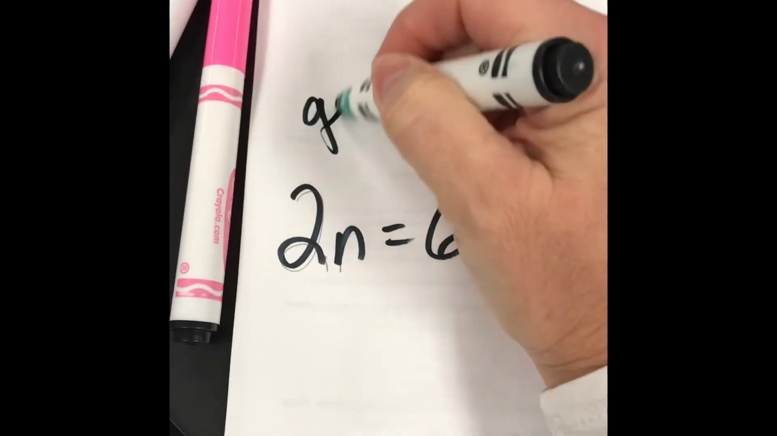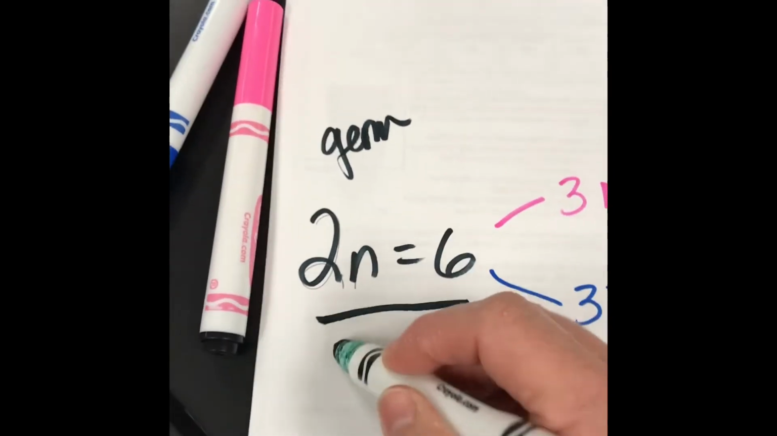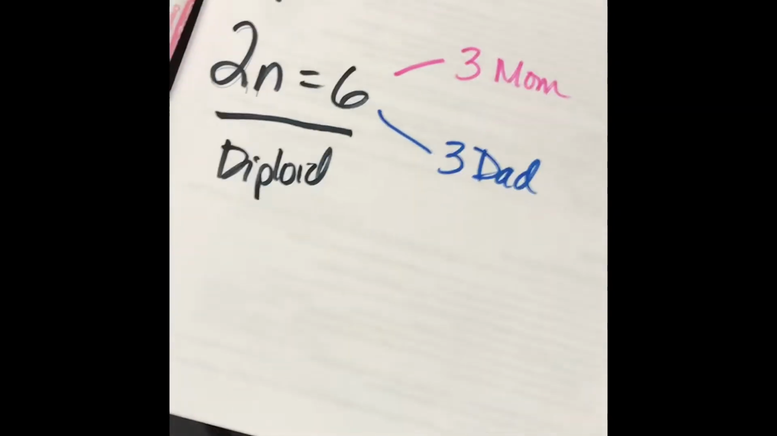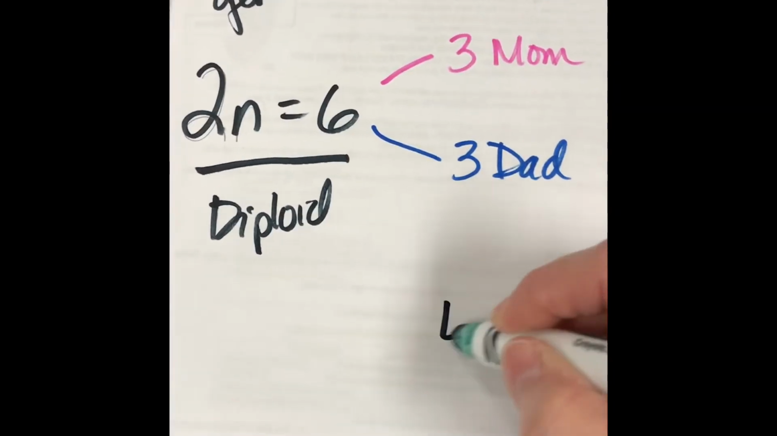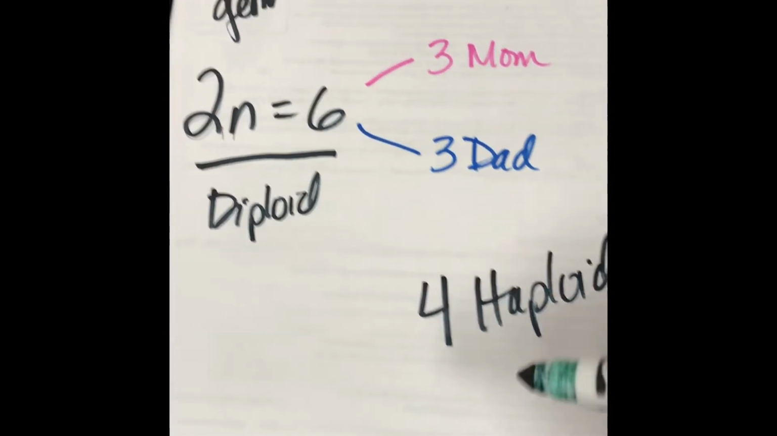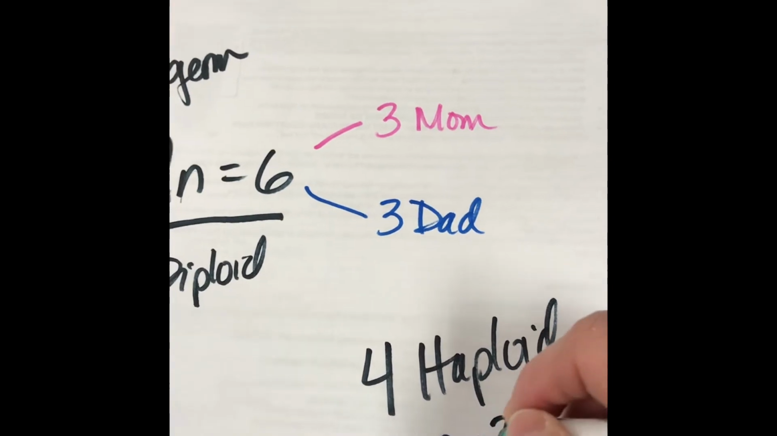Don't forget, let me write this down. The original cell is a germ cell in the ovaries or testes, and it is still diploid. That's the important thing. We're starting off with a diploid germ cell. When we are done, we want to end up with 4 haploid cells. And look at this. We want it to be half of 2n equals 6, so we want n equals 3.